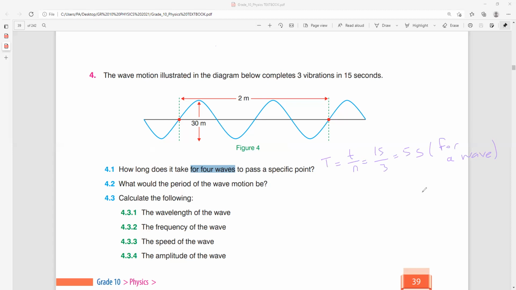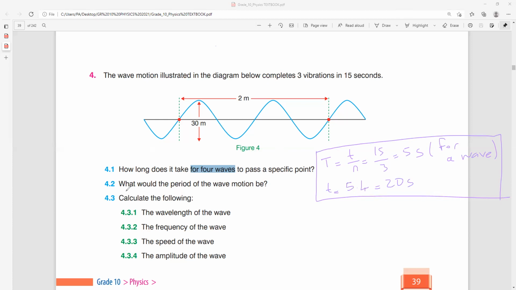The answer is 20 seconds because we have 5 seconds for each wave, and then time equals 5 times 4, which is 20 seconds. This is our answer for question 4.1. I hope it is clear. First of all, people, you calculate the time for 1 wave, this is the period, and then you calculate for 4 waves.